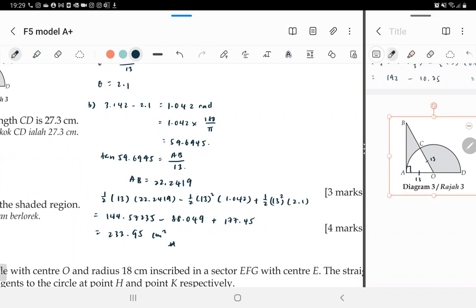It's the total shaded region, 233.973392. Correct. But round off. Round off 233.97.